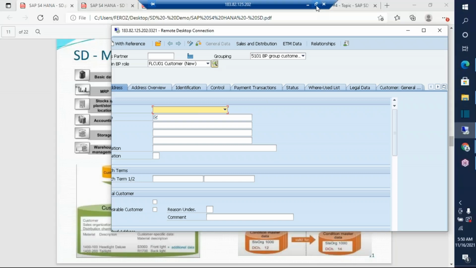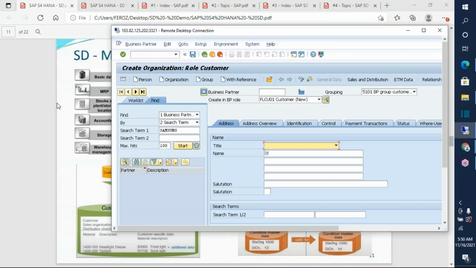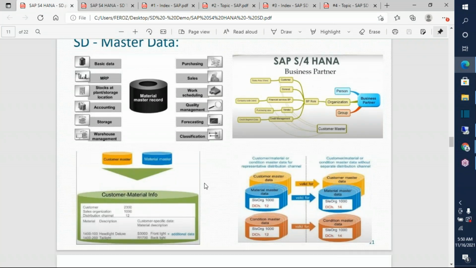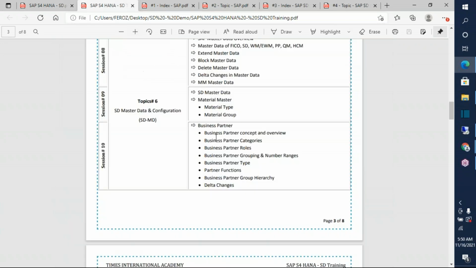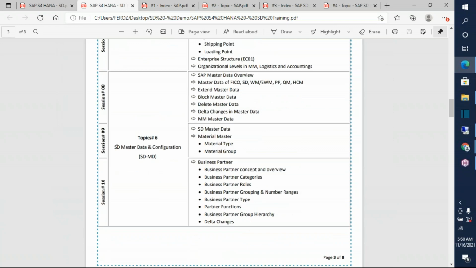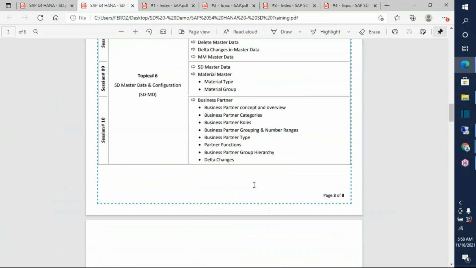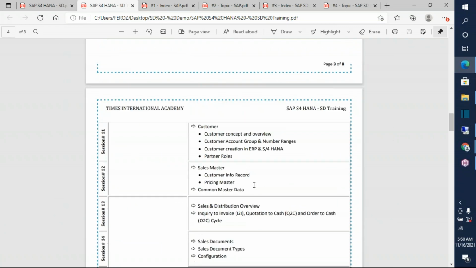So this is one of the master data which we will be discussing here, and there are some other master data like customer info record, customer material info record, common master data. All SD master data we will be discussing in detail. Okay.